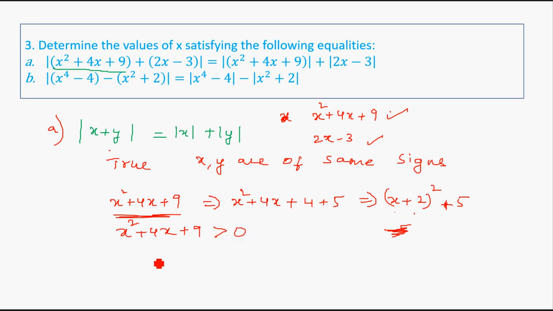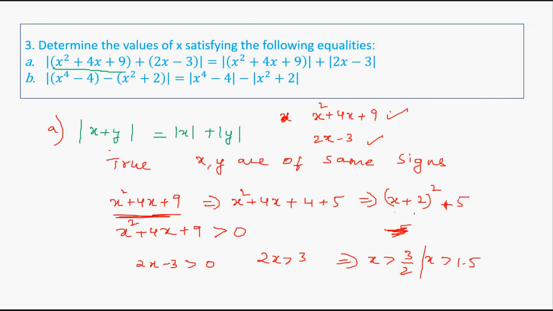So that means the other term, 2x minus 3, should be greater than 0, because of the theorem we proved earlier. So from that we get 2x is greater than 3, and simply we get x is greater than 3 by 2, or x is greater than 1.5, right?